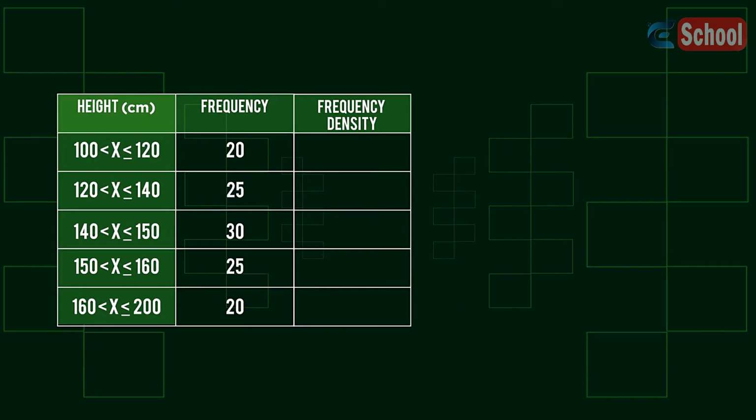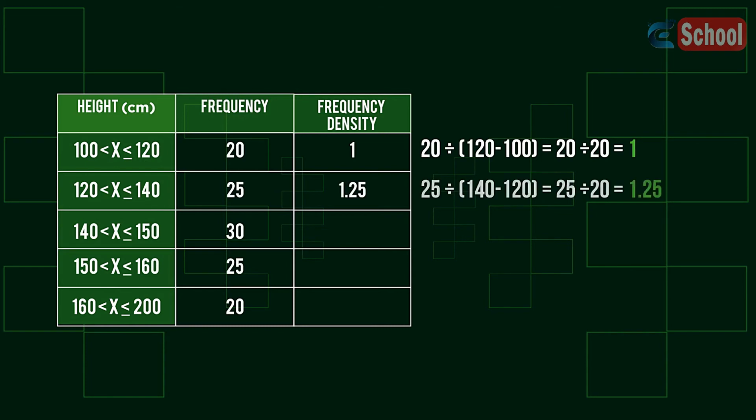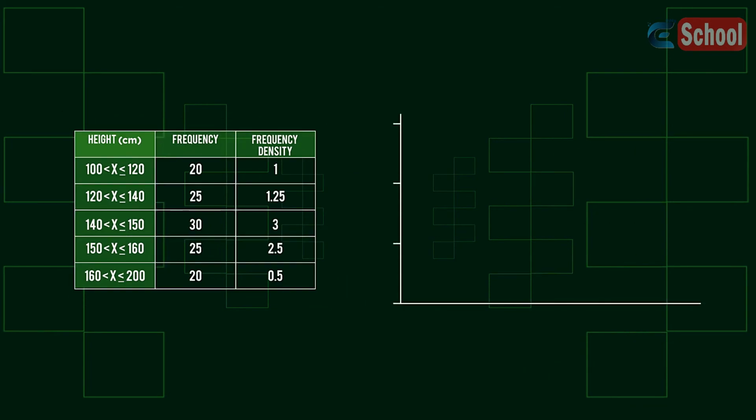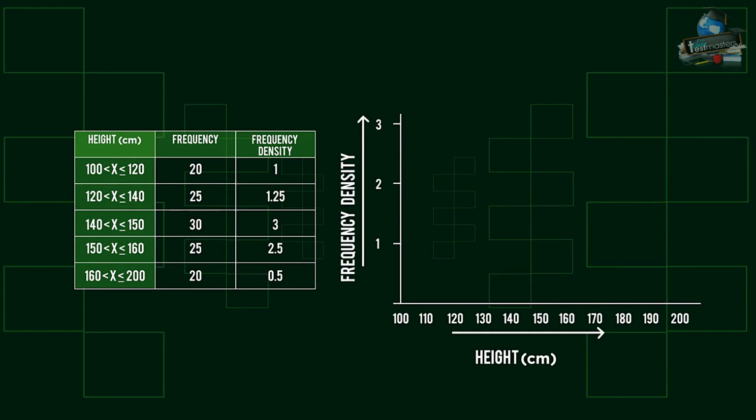Let's see how you did. The first frequency value is 20, which divided by a class width of 20 gives us a frequency density of 1. The remaining values are found like this. We can take these values and plot them against frequency density, not frequency. If you want to try this yourself, pause now.